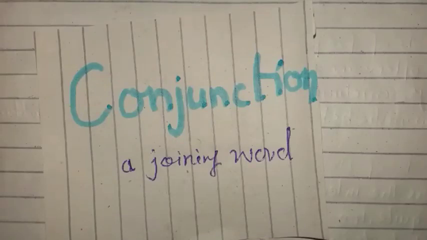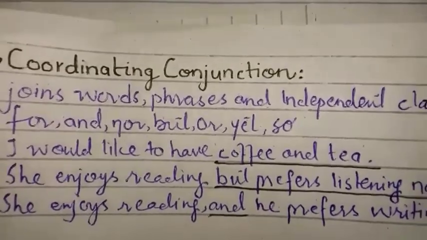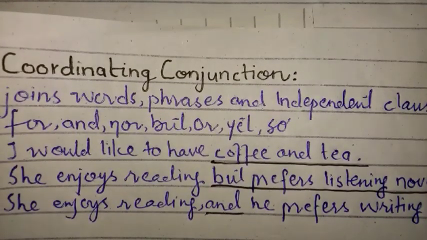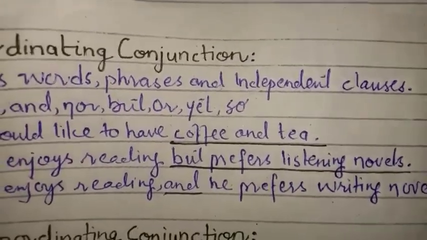Here is conjunction. Conjunction is a joining word. It joins words, phrases, and clauses. There are different kinds of conjunction. Coordinate conjunction. Coordinate conjunction joins words, phrases, and independent clauses.